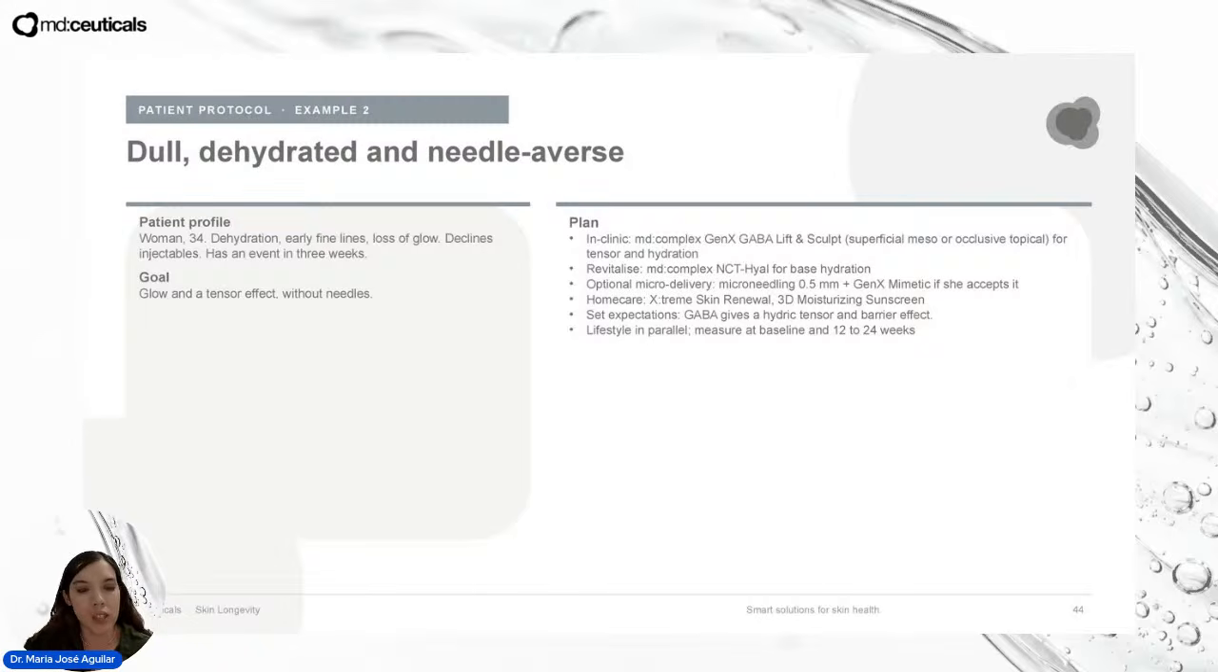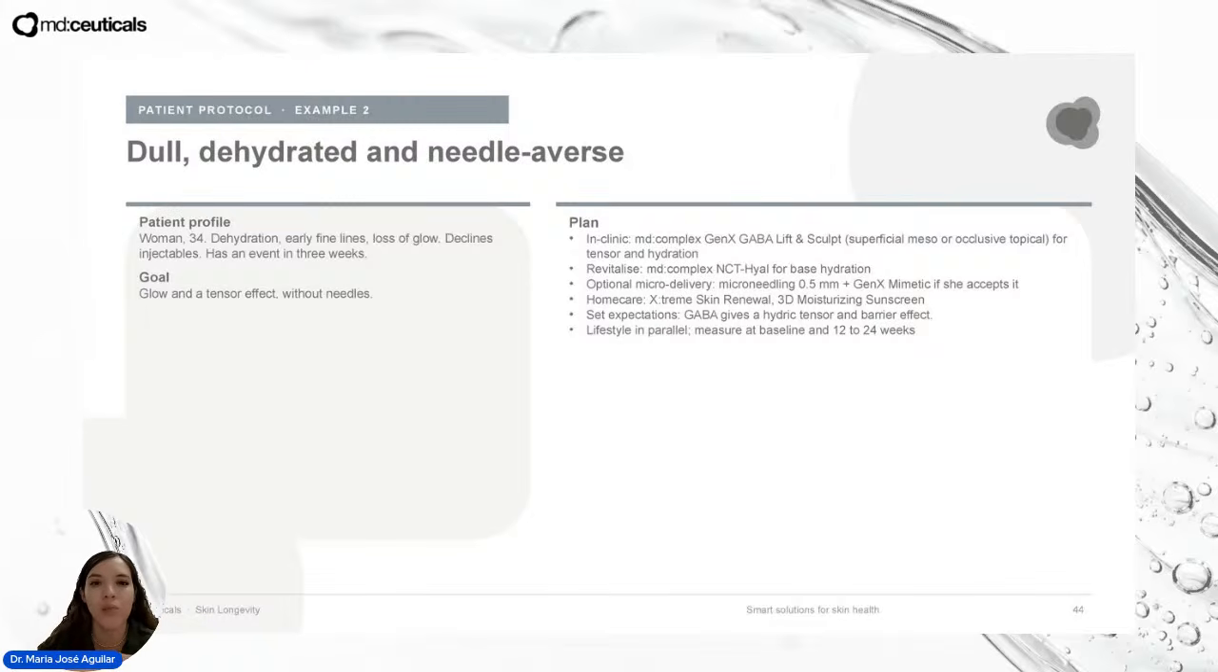Here we have another example. This is a younger patient, 34 years old, with dehydration, early fine lines, and a loss of glow, associated also with a loss of energy in the early 30s. She doesn't want any injectables. She hates injectables, and she has an event in 3 weeks, so we need to do something faster.